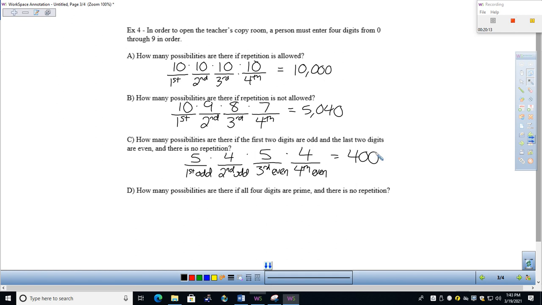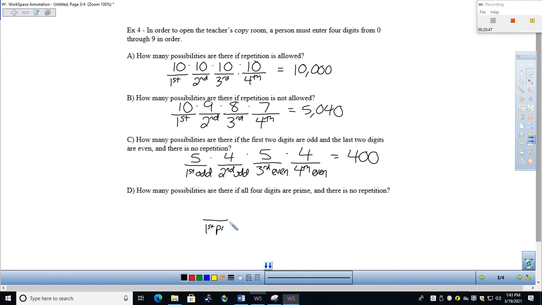Okay, and now lastly, let's see. Letter D, how many possibilities are there if all 4 digits are prime and there's no repetition? Okay, so think about the prime values from the digits 0 through 9, by the way. So first one I've got to punch in there, so the first one has to be prime.